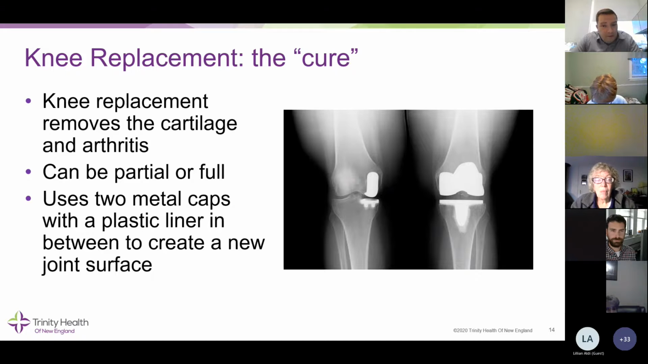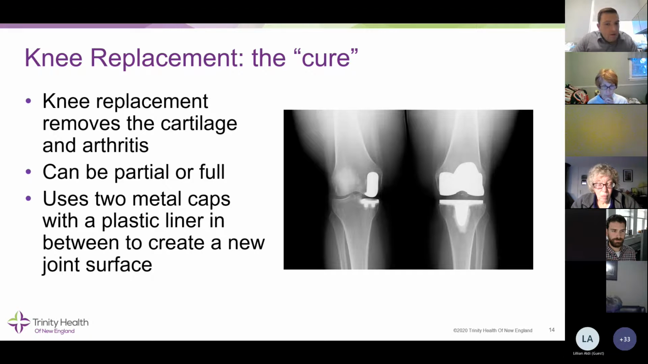Finally, knee replacement. This is what we kind of refer to as the cure. So we actually go in and we remove all the cartilage. We take out the joint space, we take out the arthritis, and we replace it with a mechanical knee. So this consists of usually 2 metal caps, one on either side of the bone. There's a plastic liner that goes in between and something behind the kneecap.